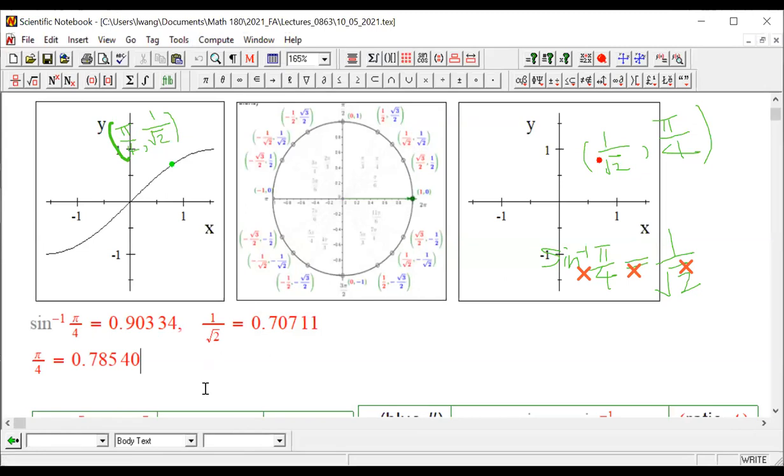It's about 0.78540. So this arcsine function takes that ratio as the input. It produces a radian. This 0.90334 is a radian. And that radian is supposed to be between negative pi over 2 and positive pi over 2. So it's in the range. Do you guys see that? So it's an absolutely different story from what you thought.